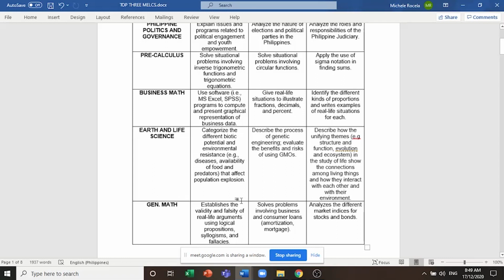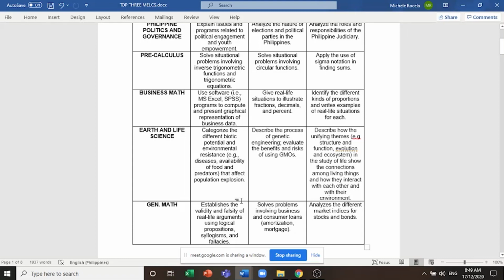For earth and life science, categorize the different biotic potential and environmental resistance, for example, diseases, availability of food, and predators that affect population explosion. Second, describe the process of genetic engineering, and evaluate the benefits and risks of using GMOs. And last, describe how the unifying themes, for example, structure and function, evolution, and ecosystem in the study of life show the connections among living things and how they interact with each other and with their environment.